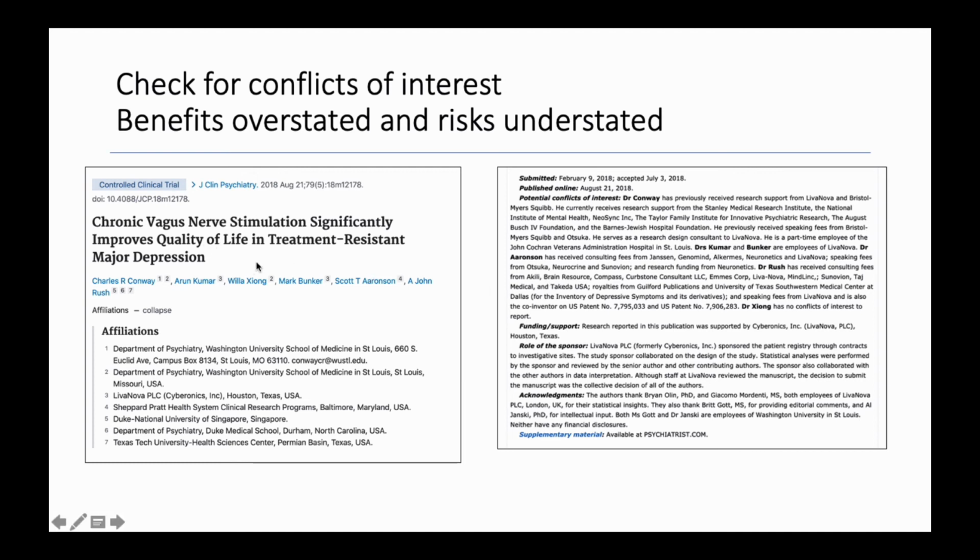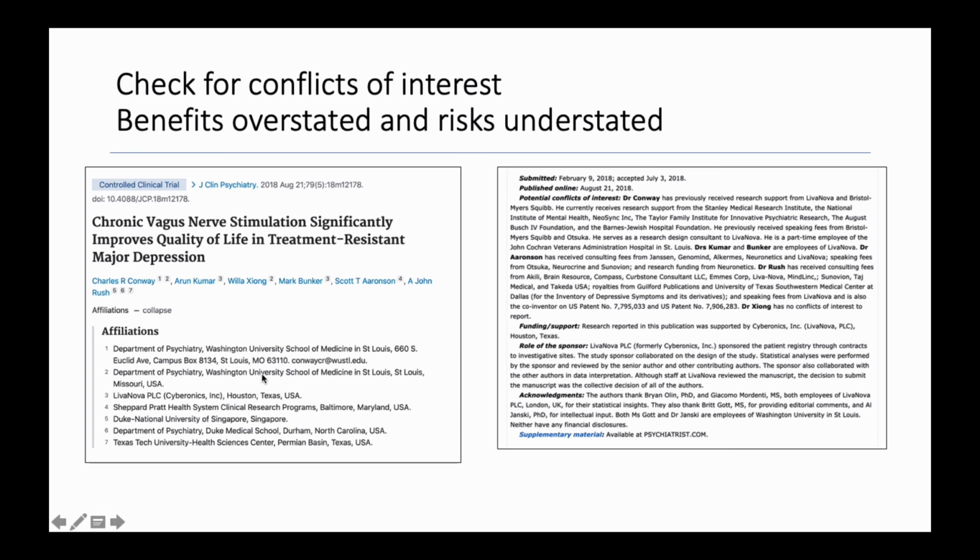So here's a study on using chronic vagus nerve stimulation to improve the quality of life in resistant major depression. It's a perfectly reasonable hypothesis. So the company made a gizmo that stimulates the vagus nerve. These people did a study, and the results, frankly, were pretty mediocre, leading me to suspect that, I'm not sure whether or not these scientists were acting independently.